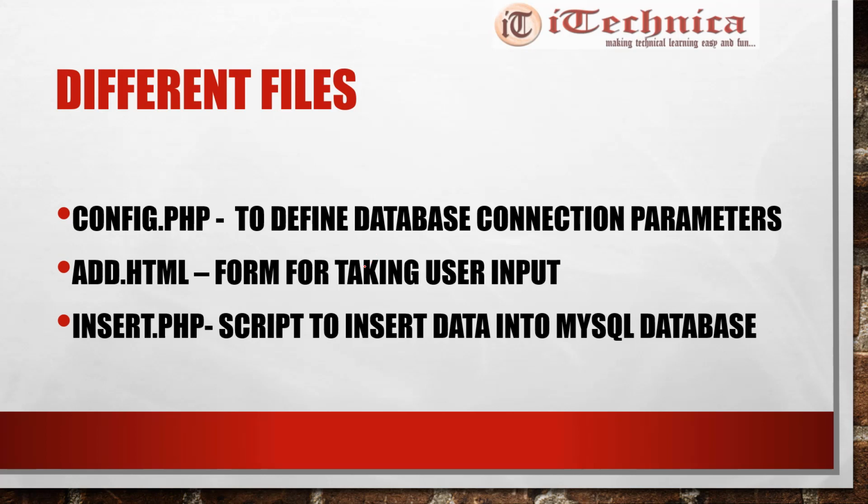So how many files do we need in our project? It depends on our requirements. As per our requirement, we need majorly 6 types of files, in which our first file is config.php. This config.php is used for defining the database connection parameters. Second file that I'll need is called add.html page, that will be used for taking the user inputs.